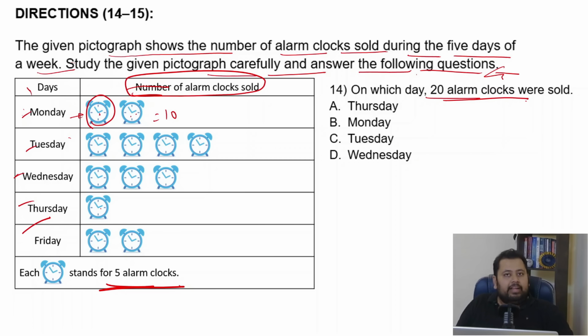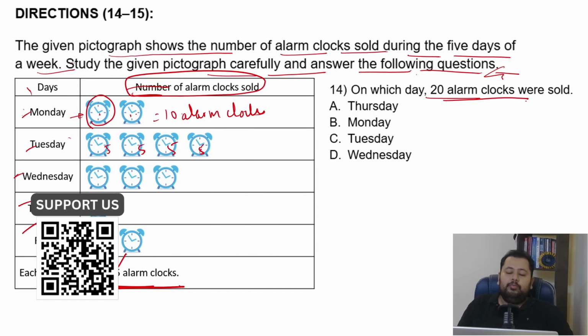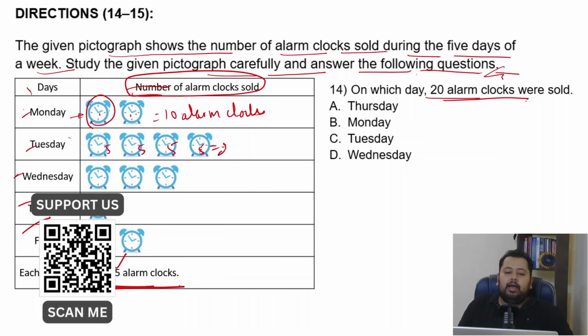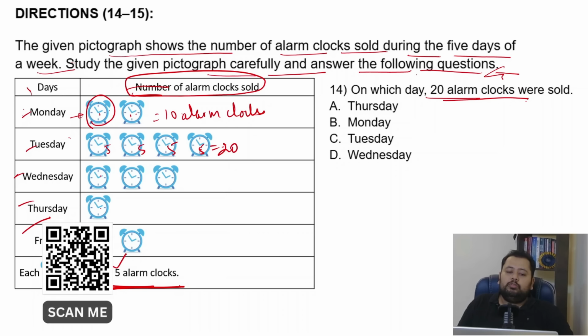I hope you would have tried this question at least before looking at the solution. So, as I said, on Monday, there are 10 alarm clocks that were sold, right? So, don't count it as 1 and 2. This one image represents 5 alarm clocks, right? So on Tuesday, how many were sold? This is 5, this is 5, 5 and 5. So 5 plus 5, 10 plus 5, 15 plus 5, 20. So 20 alarm clocks were sold on Tuesday.